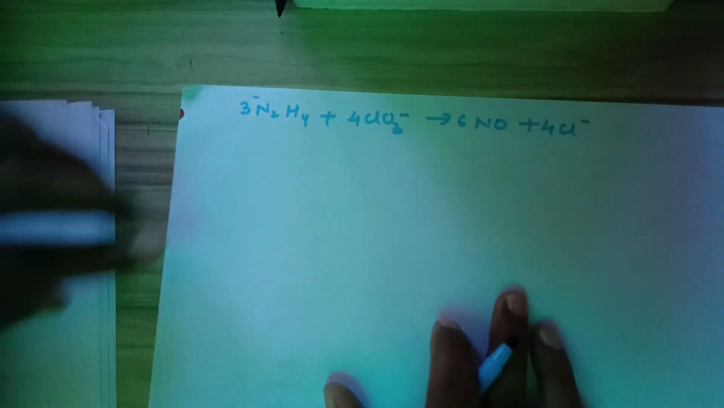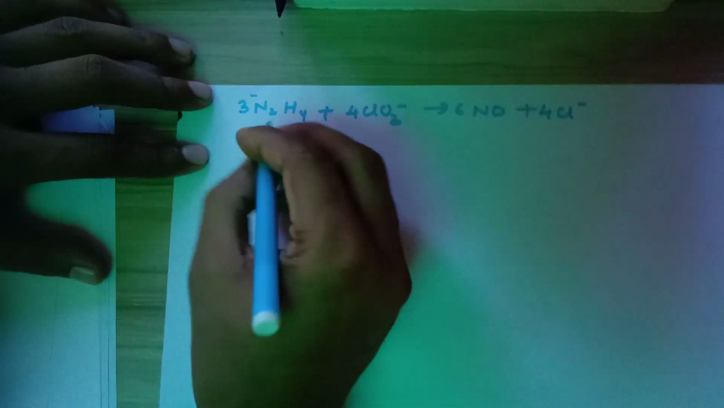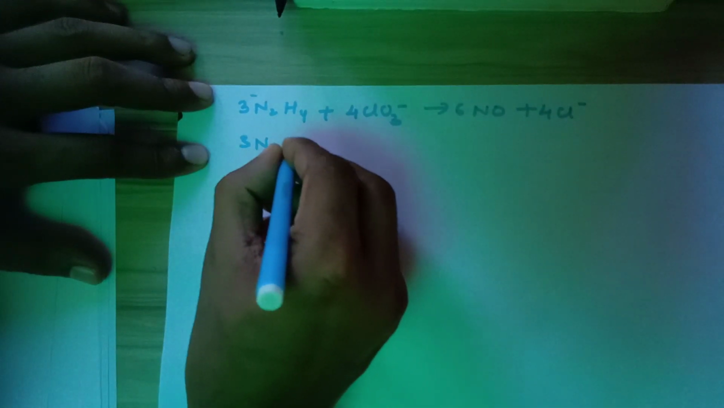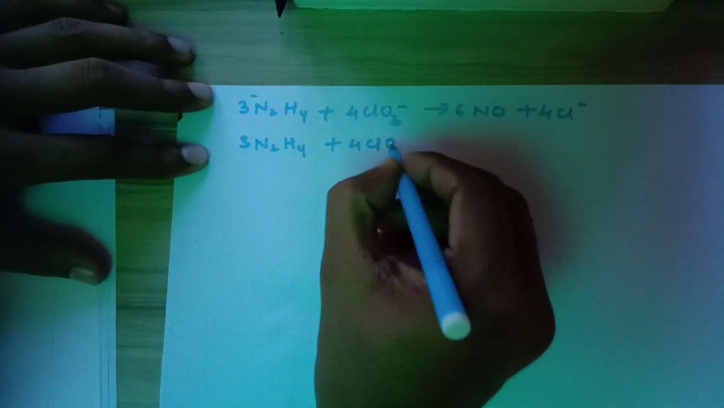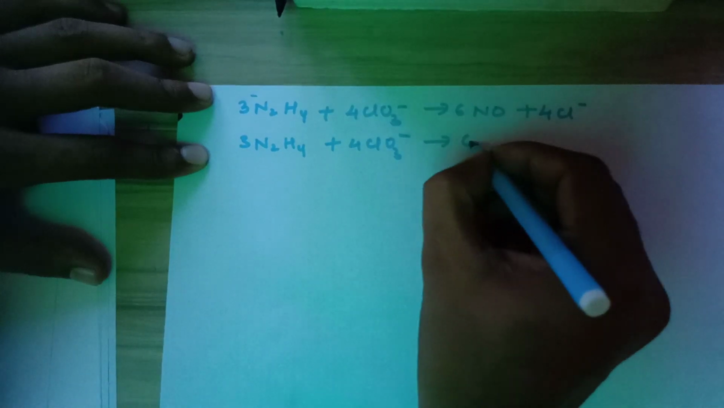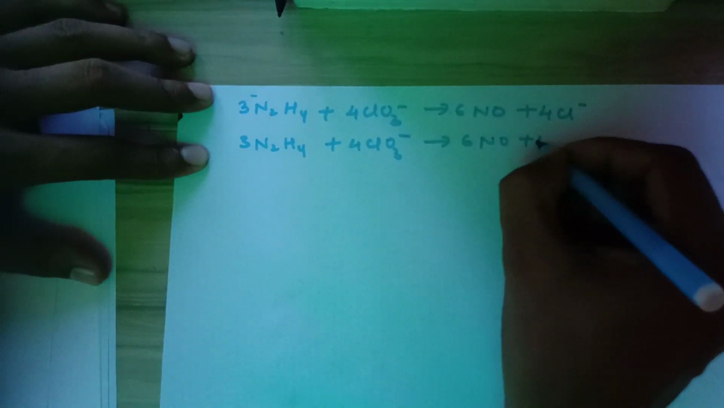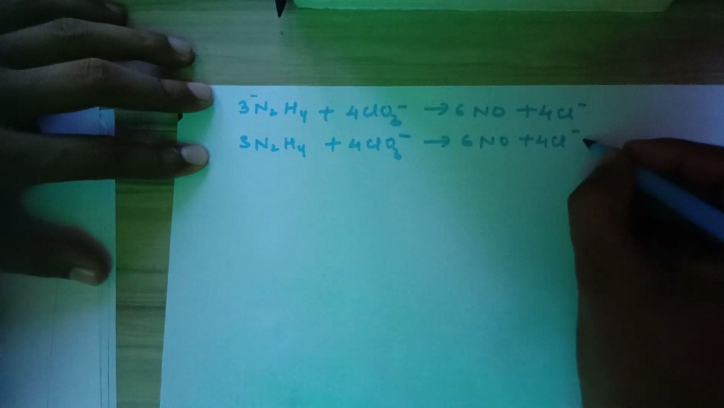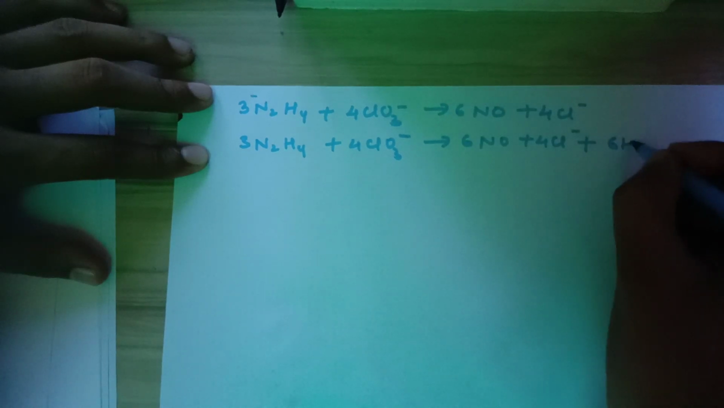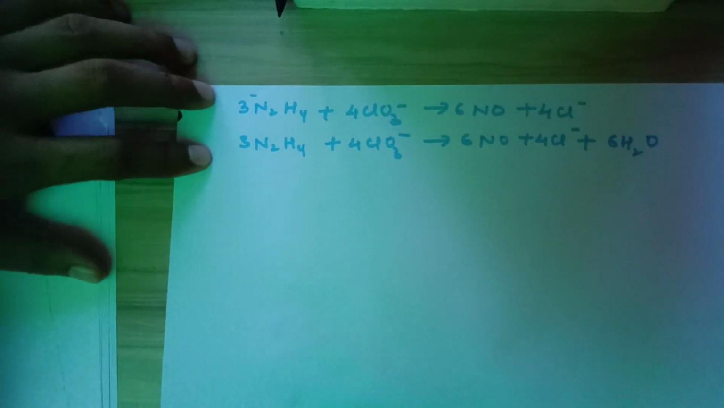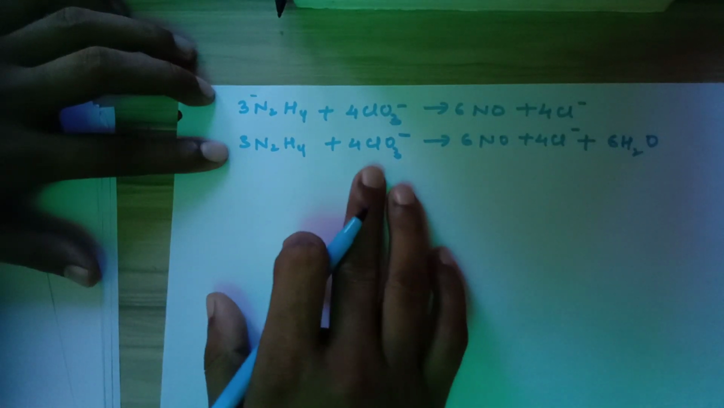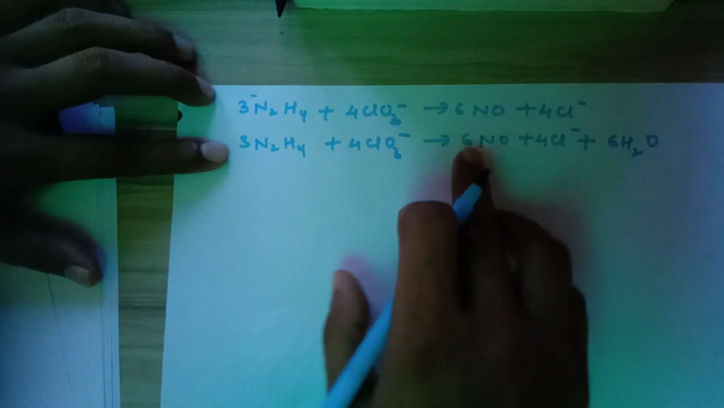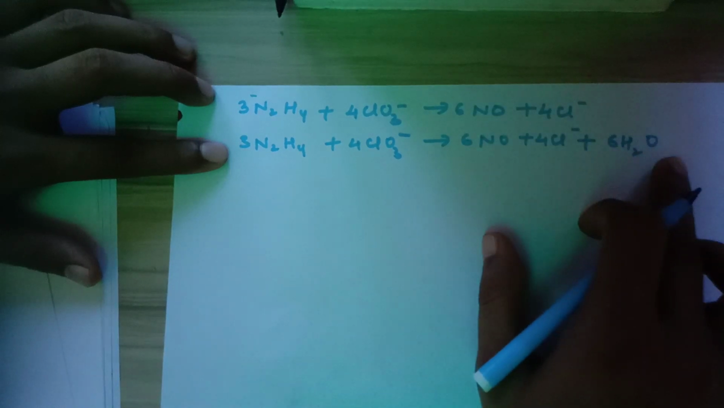So there is a difference of 6 water molecules, so we have to add 6 water molecules on the right hand side. So it will be 3 N2H4, 4 ClO3 minus, this will be 6 NO, this will be 4 Cl minus. Just add 6 water molecules over here. Now oxygen is balanced. Here there is 12 oxygen, here 6 and 6 was total 12 oxygen is there.